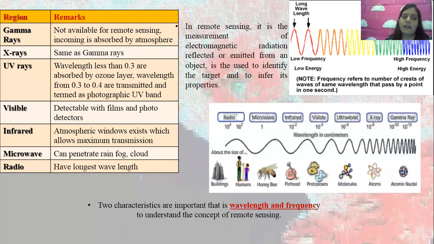Moving further, there are the characteristics, the remarks which I have shown here in the table: gamma rays, X-rays, visible, infrared, microwave and radio. Now here I want to recall the point of long wavelength and short wavelength. Waves which have long wavelength will have what? Low frequency, low energy. Waves which have short wavelength have high frequency, high energy. Right? In the figure I have shown the radio waves, microwaves, infrared, visible. You have to see. Now, the important point in this slide is that two characteristics are very important to understand the concept of remote sensing in EMR, that is wavelength and frequency.